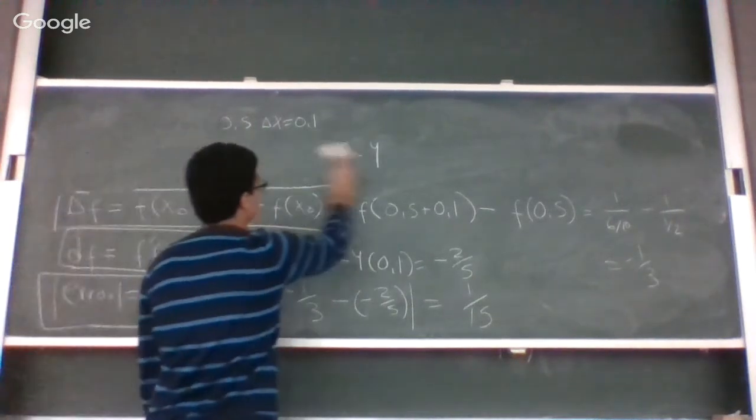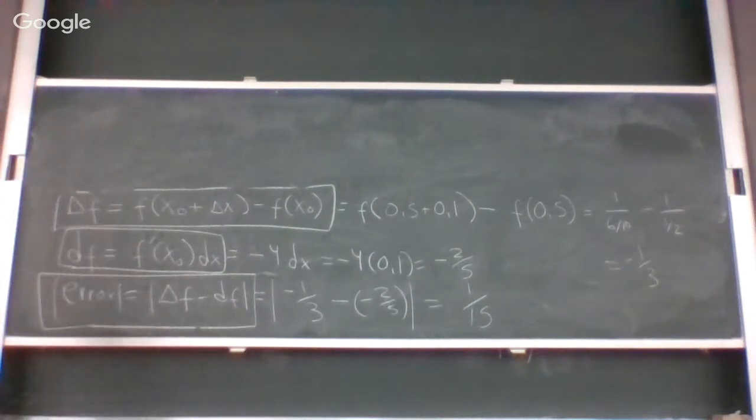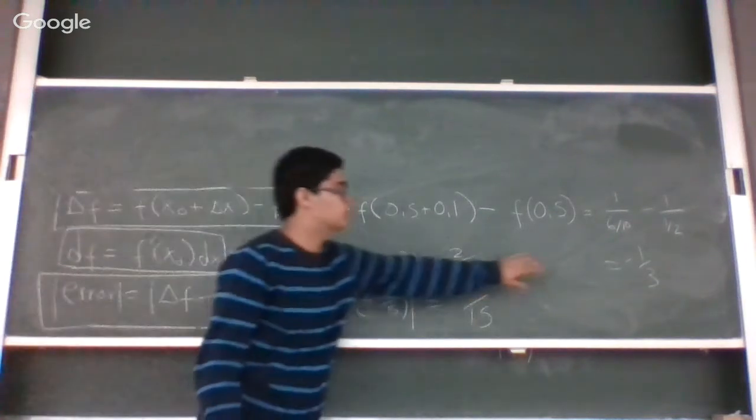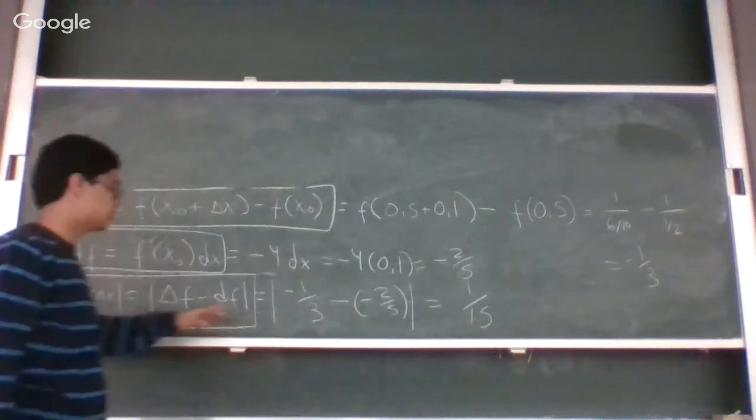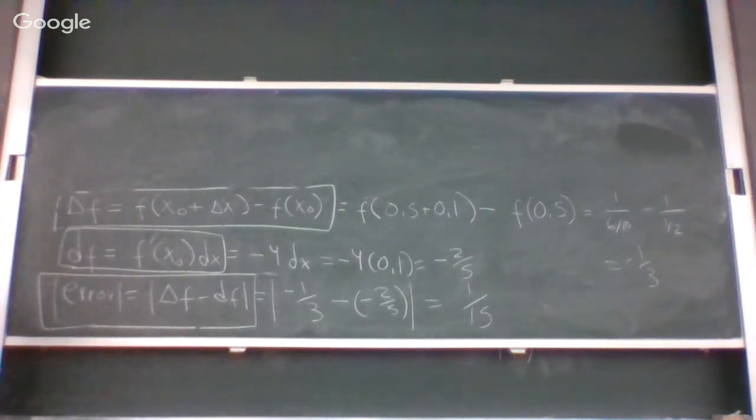So what was the question? Find the error? They had you find change in f, df, and then you use those to get error. Change in f and df are not the same things. We got two different values from them. But when we subtract them, we find the error with it. Okay?